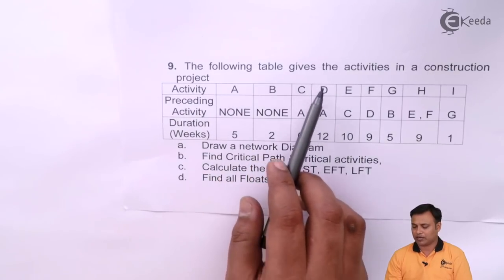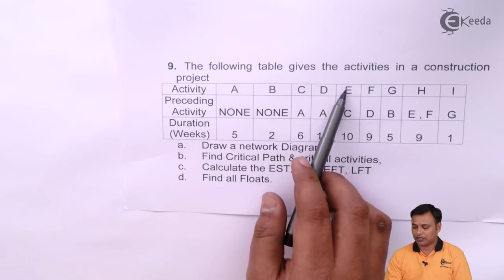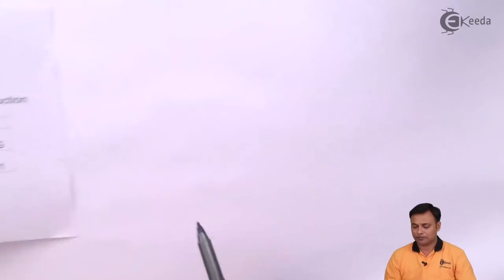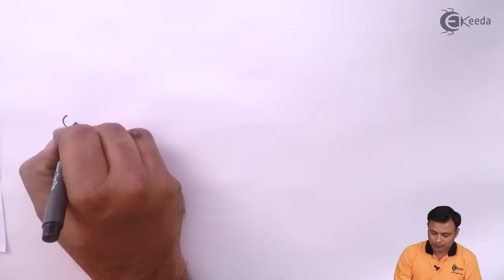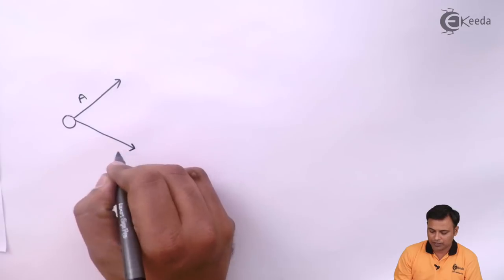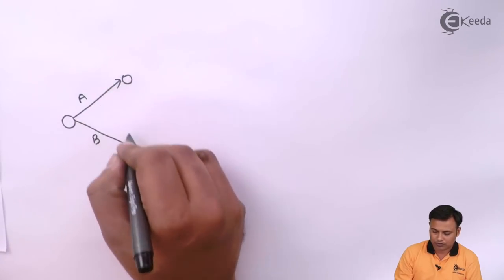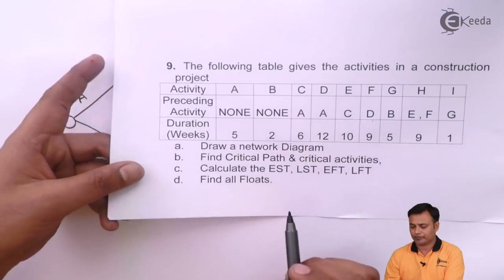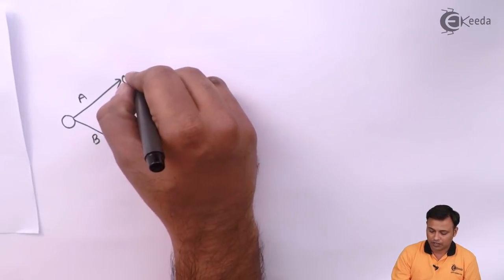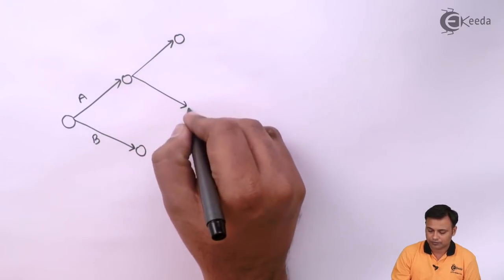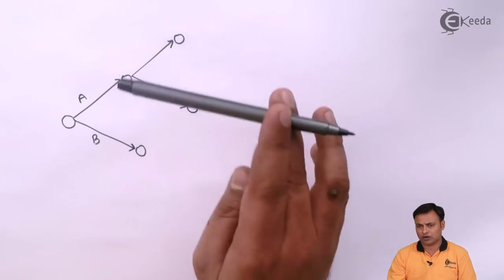After A comes C, after A comes D, after C comes E, after D comes F. So first I will draw A and B. So here is my A, here is my B. After A we have C, after A we have D. Right now I am not sure whether I should take C here or D here.